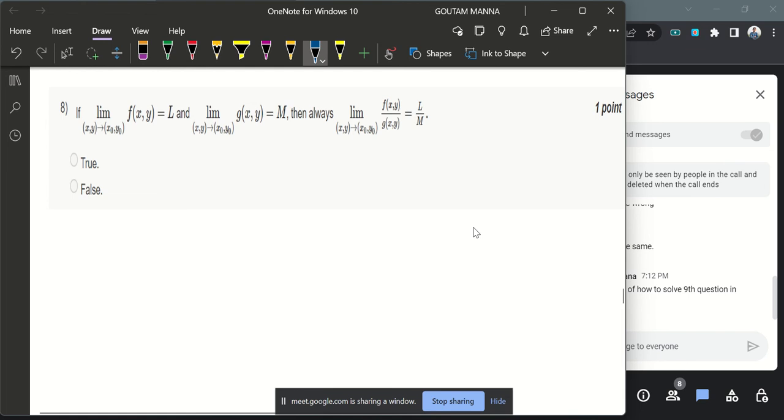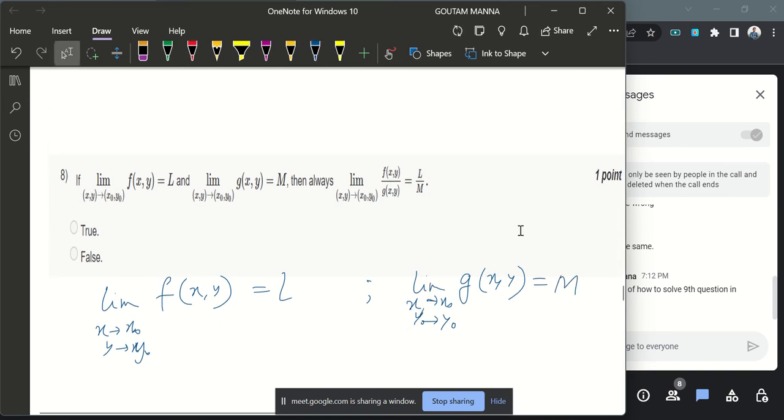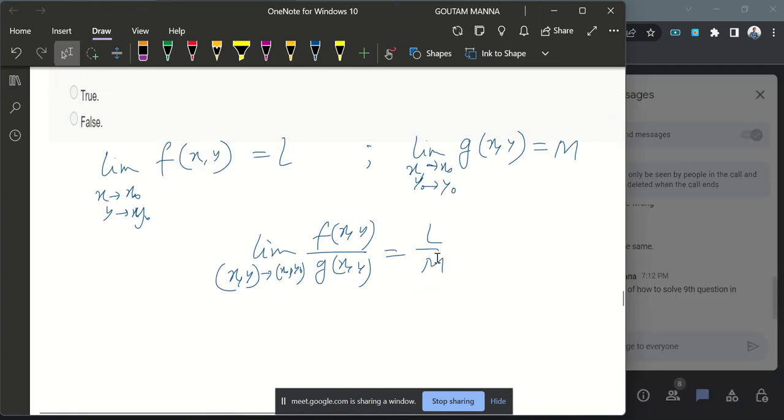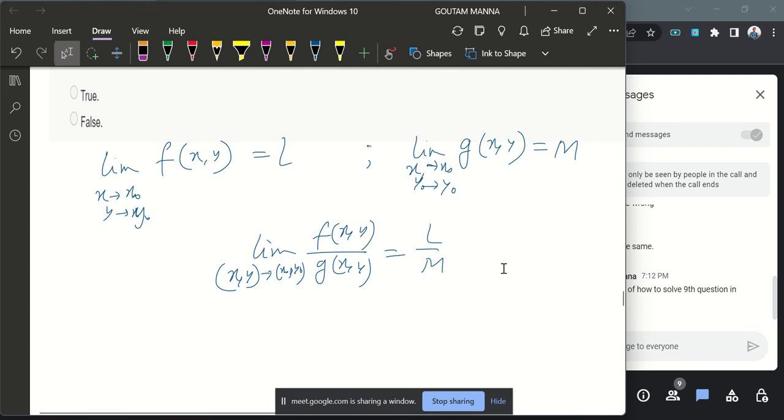Now problem 8. You are given the limit of function f(x, y) when x tends to x0 and y tends to y0 is L, and the limit of g(x, y) when x tends to x0 and y tends to y0 is M. Then you are given a statement: the limit of f(x, y) by g(x, y) as (x, y) tends to (x0, y0) equals L by M, and you are asked to find out whether this statement is correct or wrong.